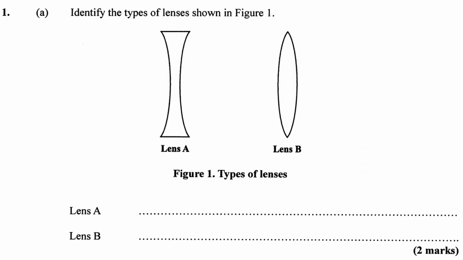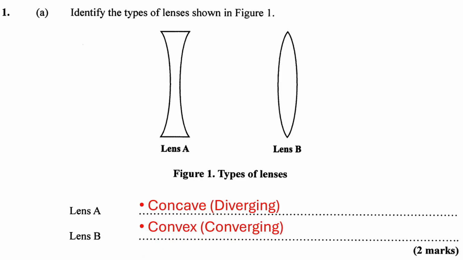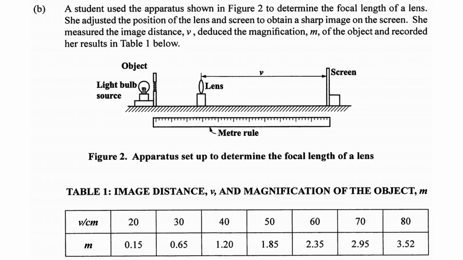Identify the types of lenses shown in Figure 1. So, lens A, that is a concave or diverging lens. Lens B, that is a convex or converging lens. Part B of question 1.